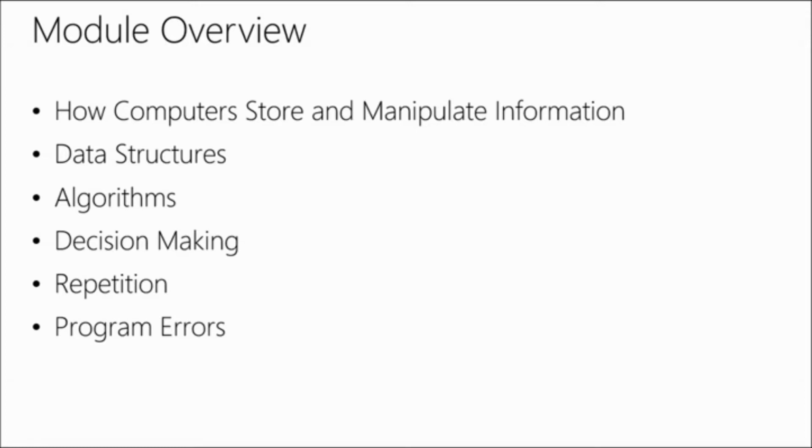Then we'll talk about repetition, which is one of the things that computers are really great at doing, reiterating and doing something over and over and over again many times without complaining about it. And then we'll talk about one of the things that all developers say they don't need, which is how to handle errors in their program. We know as software developers, errors do creep in, so we'll talk about what those are and how we can handle those in our programming.